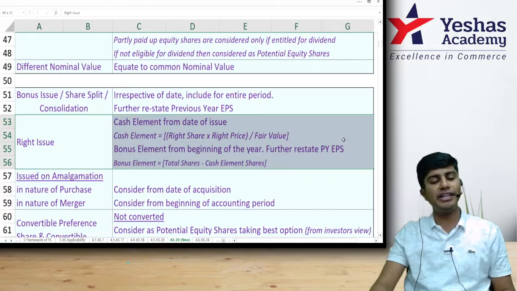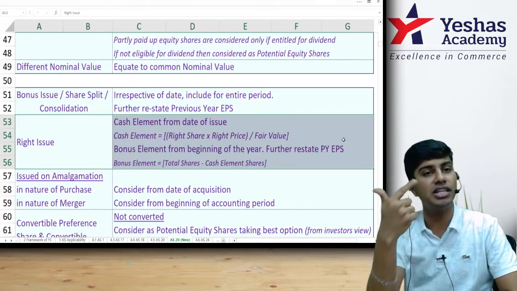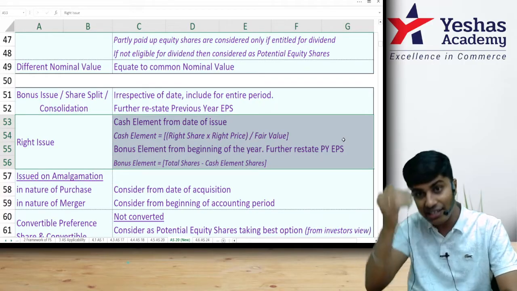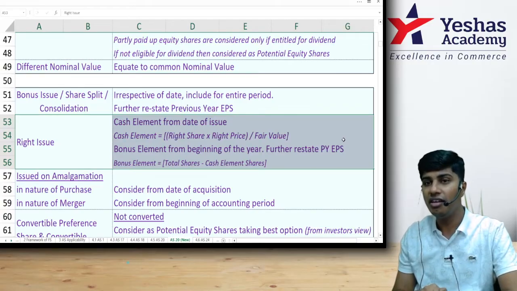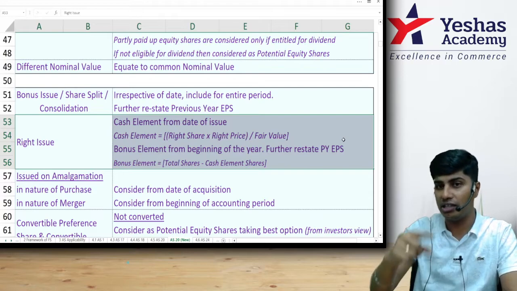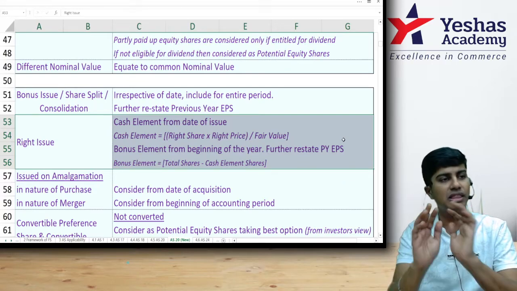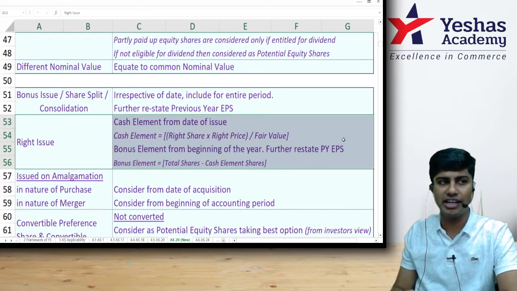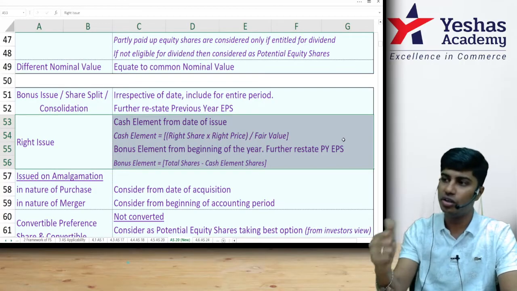Then we have rights issue. In the case of a rights issue, shares are issued to existing shareholders for a price lesser than the fair value. The fair value is also called the theoretical ex-rights price. After the rights issue, what is the price in the market? In this question, check if they've given the theoretical ex-rights price. If they've given it, good. If not, you find it.